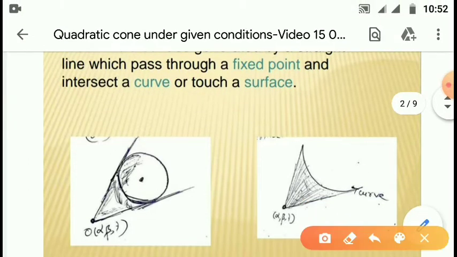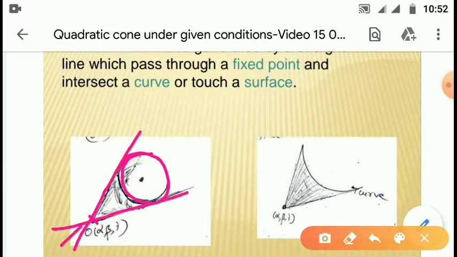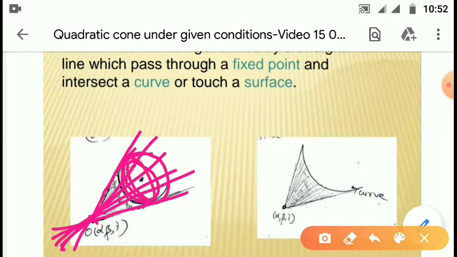You can see here it is a surface. Actually I have taken a sphere here. O alpha beta gamma is a fixed point. We can draw many straight lines passing through this fixed point, touching this surface like this. Around this sphere we can draw infinitely many straight lines. All these lines form a curved surface. This curved surface is called a cone, and each line is called a generator of this cone.